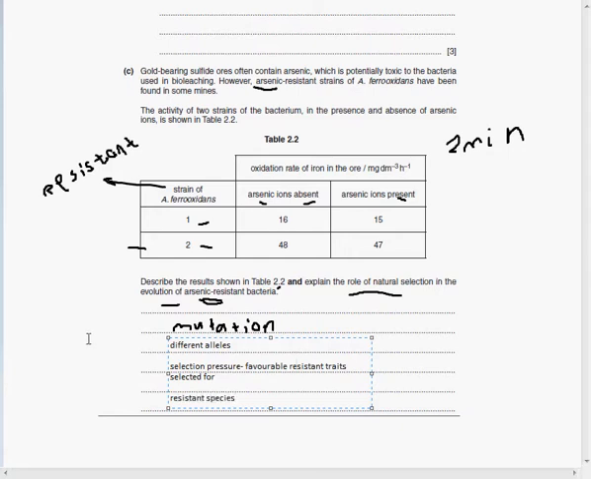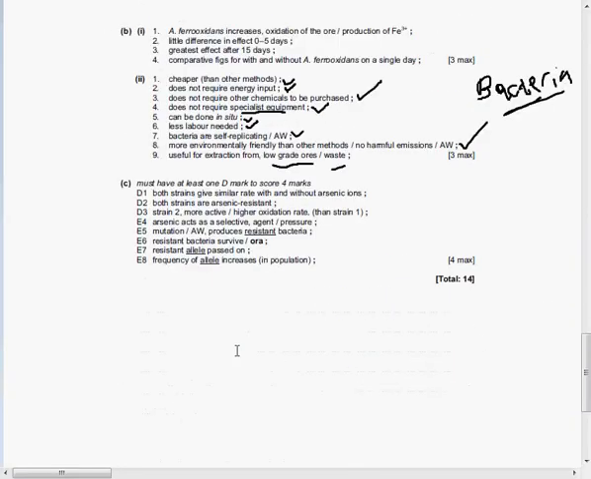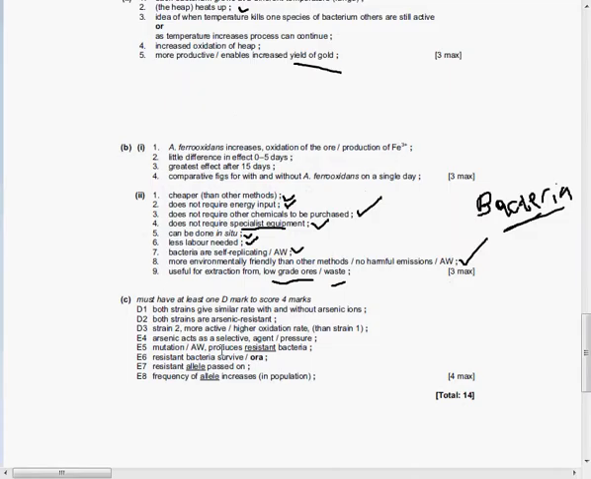You can explain this in 4 processes, and that's what the marking scheme said. There is mutation, the resistant bacteria survive, the resistant allele is passed on, and the frequency of the allele increases. You should mention the term allele. They emphasize the term allele here, but it's the same thing.